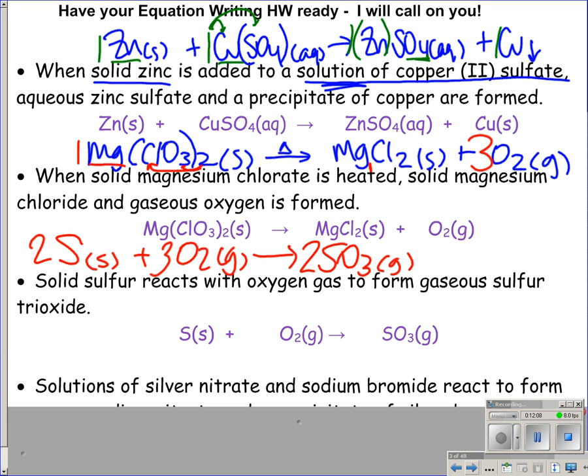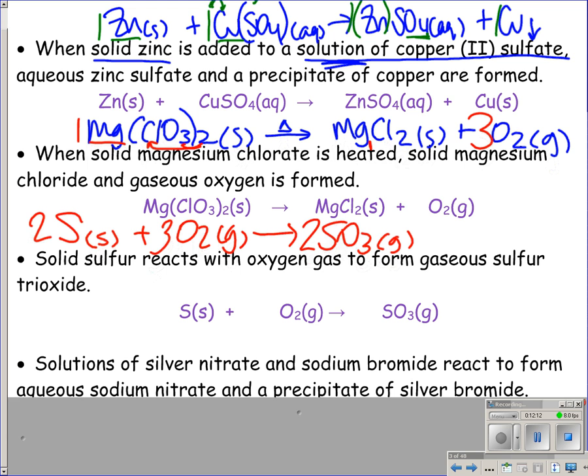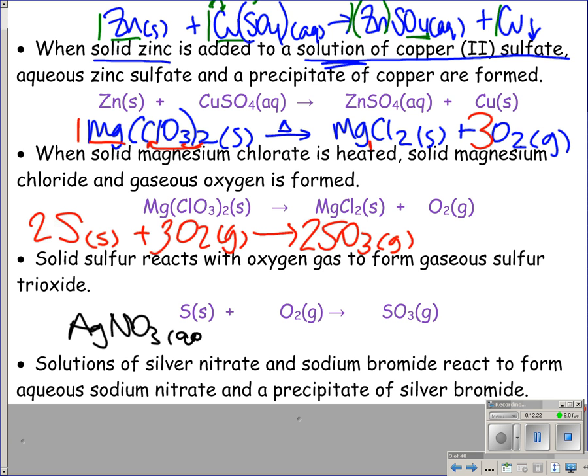Okay, solutions of silver nitrate and sodium bromide. You've got this in front of you, so I'm going to write right here. Silver nitrate, go for it. Right, AgNO3, and it's a solution, so it's aqueous. And sodium bromide, NaBr. That's because Na had a 1 plus, Br had a 1 minus, crisscross, 1, 1.